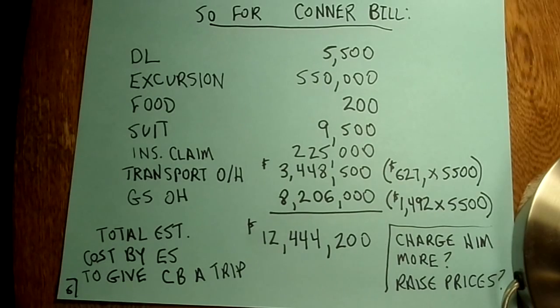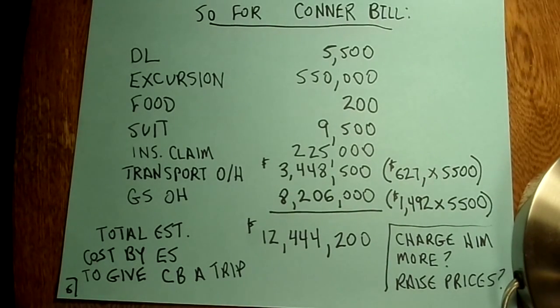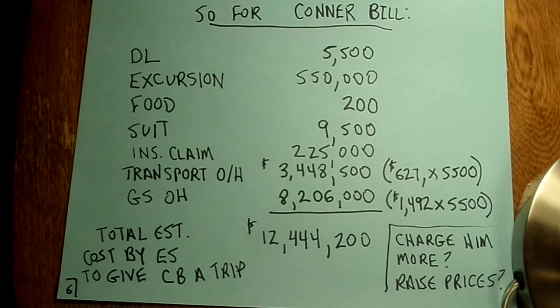So what we could do with those two overhead rates is we could allocate them both to one of the passengers that we were looking at in the last requirement or the last part. And here we had Connor Bill, and there were some specific things that the job cost sheet already showed for him, like his direct labor at 5,500, the day excursion at 550,000, the food at 200, the climate suit at 9,500. And the specific insurance claim that we sustained on his behalf of 225,000.